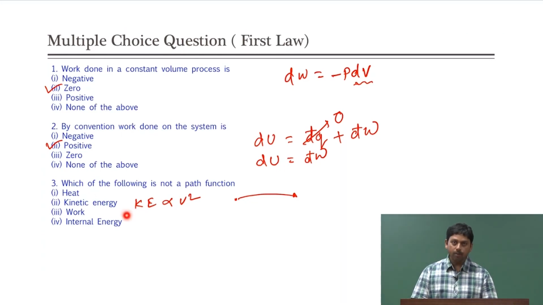Internal energy, however, by definition is a state function, because internal energy is governed by the specific system coordinates. For example, we showed that internal energy depends on the number of molecules, volume, temperature and things like that. Therefore, it is by definition a state function. So, this is the right answer.